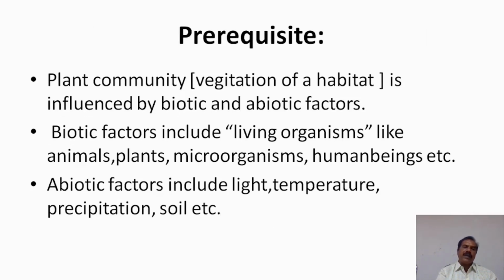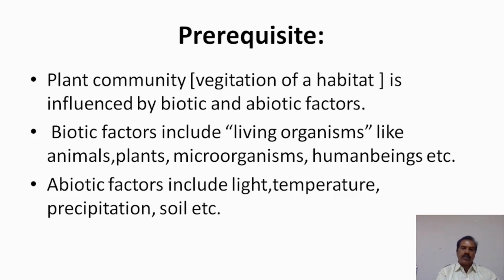Prerequisite to the topic is just you should know the definition for plant community. What is plant community? Vegetation of a habitat is called plant community. Different habitats support different types of vegetation. So type of vegetation is dependent on the nature of habitat. And plant communities are affected by different factors existing in and around the habitat.